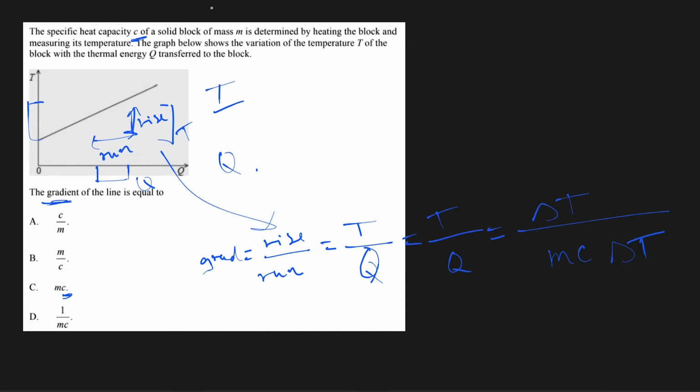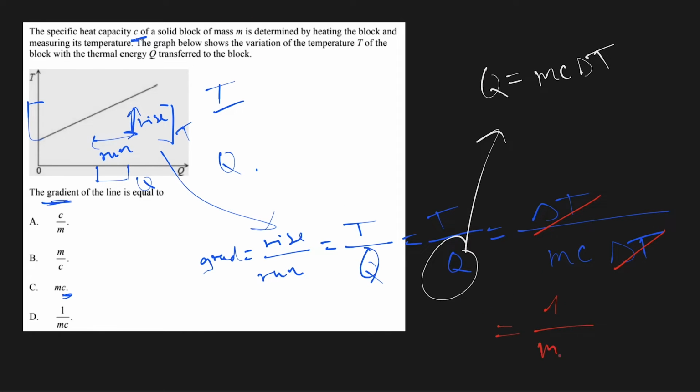Why? Well, because looking at this, using the formula, Q is equal to mc delta T. So we just plug that in. Now we can simplify this a little bit further. The delta T's cancel, and we're left with 1 over mc as your answer. And that is correct, 1 over mc, which is D. So that's what we'd put in for our answer.